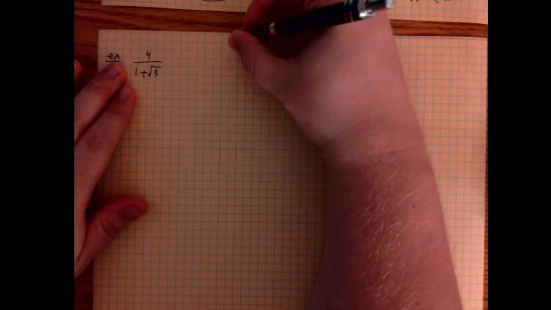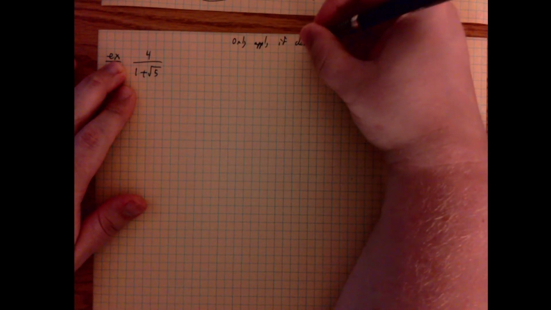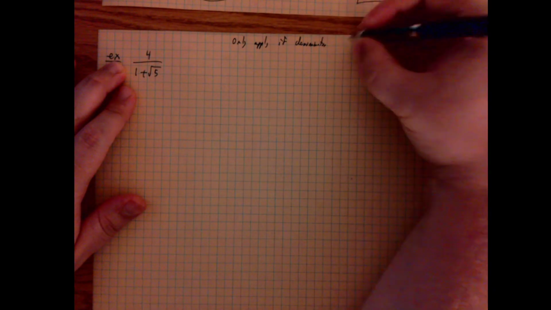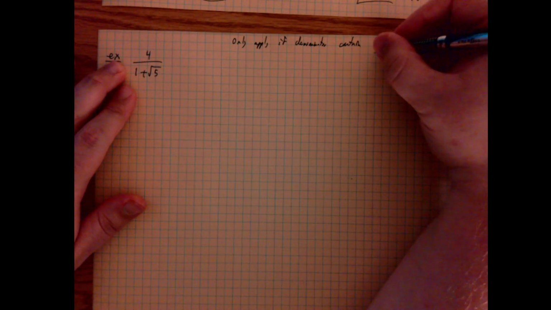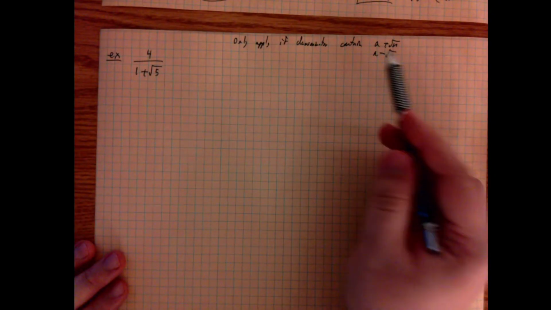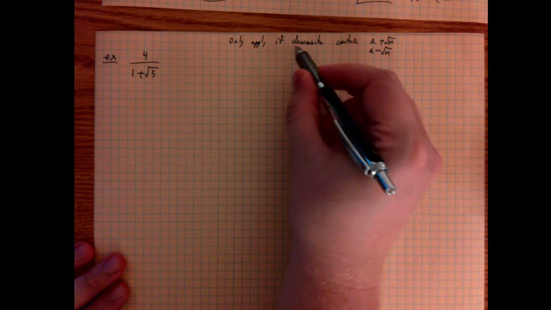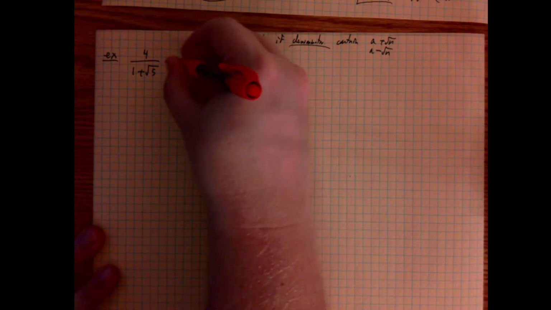So, only apply if the denominator contains a plus a radical or a minus a radical. That's the only possibility. Or I guess you could do it if there were double radicals. But again, it's only in the denominator that we do this. If it's in the numerator, we don't care. Okay? All right. Let's take a look at this problem. How do we fix this? Well, many of you may already remember, but to do so, we need to multiply by something called the conjugate.